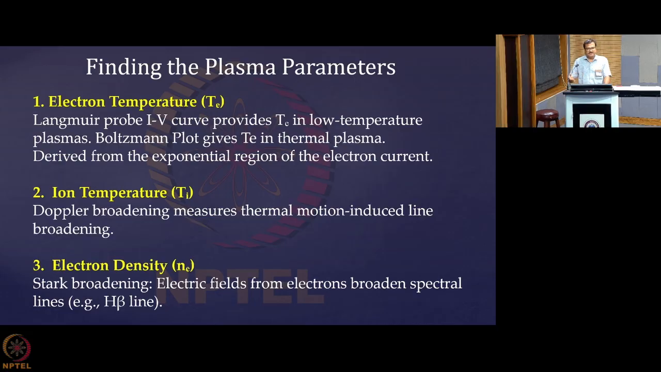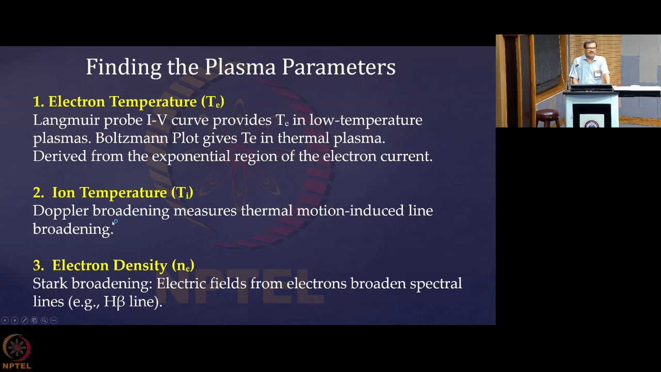Now, finding the plasma parameters, we have electron temperature, ion temperature, and electron density. For electron temperature, I am just summarizing what we have understood in our classes: Langmuir probe IV characteristics can provide you T_e in low temperature plasma. Boltzmann plot technique can give you T_e in thermal plasmas. This is derived from the exponential region of the electron current. This is for the IV curve. The T_e you can determine from there.